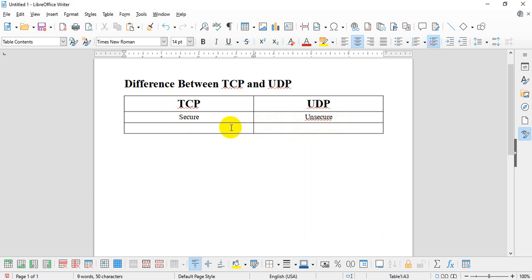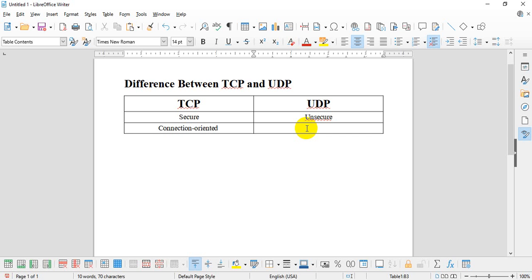The next difference between TCP and UDP is that TCP is connection oriented. TCP is connection oriented because it establishes a three-way handshake, so it establishes the connection before it transfers any data between the two clients. And UDP is connectionless.